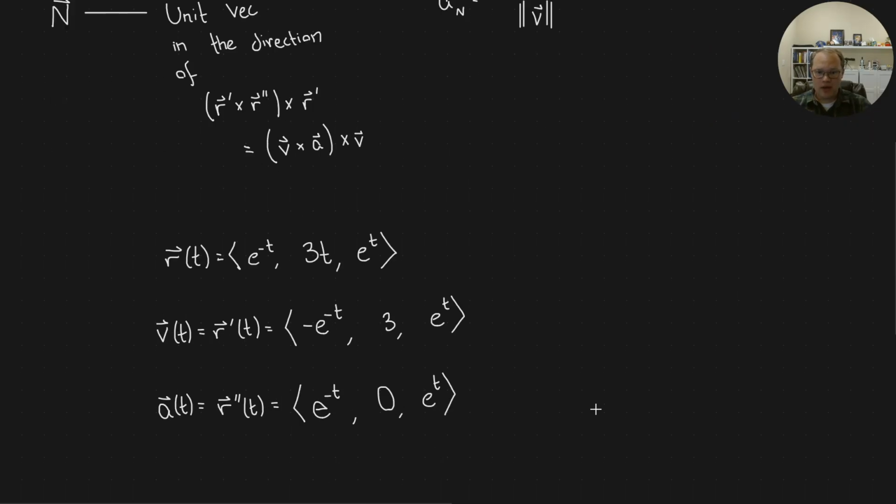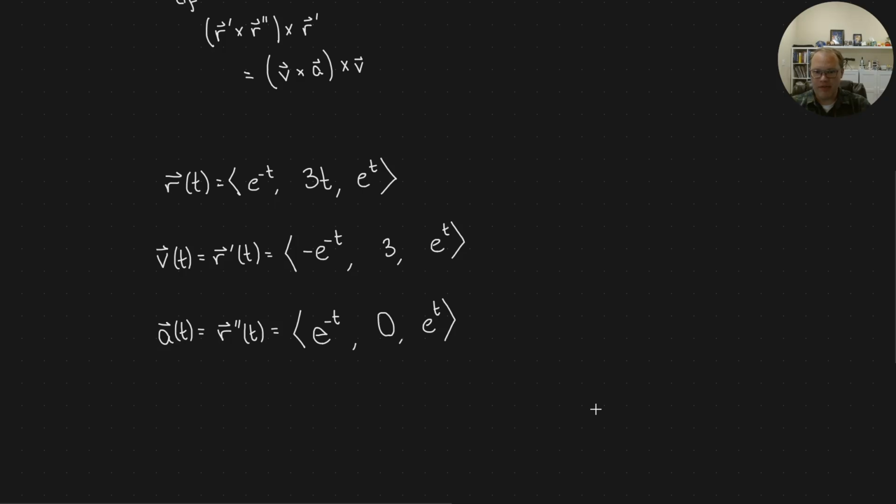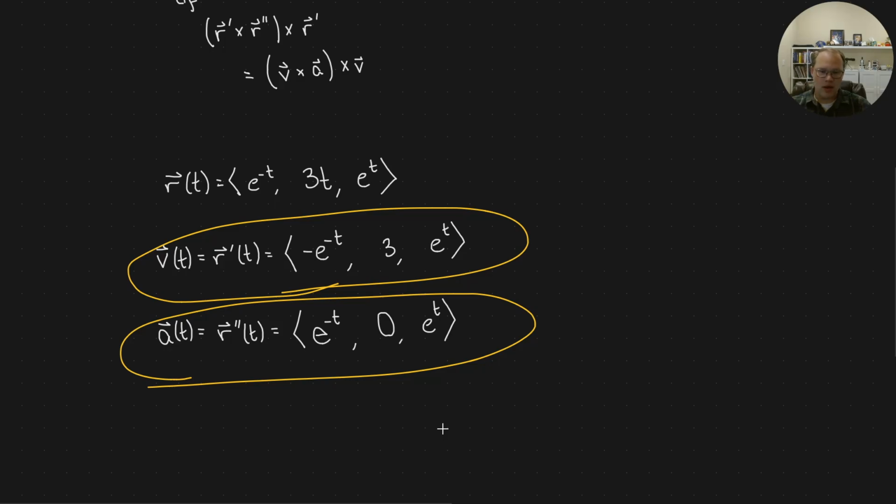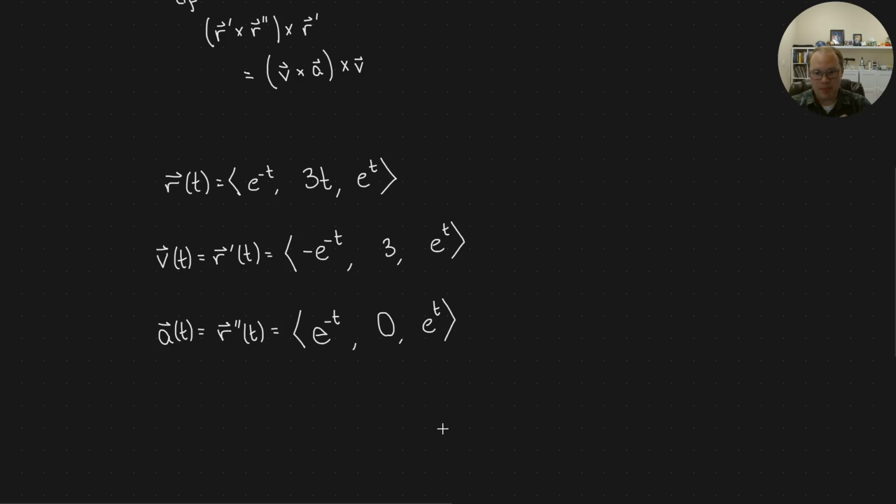So rather than trying to evaluate all these formulas with variable t, it's going to be a little bit easier if I plug in t equals 0 now. That way I can deal with concrete numbers. Okay? So let's find our velocity function at 0. I get negative 1, 3, 1. And our acceleration function at 0, I get 1, 0, 1.